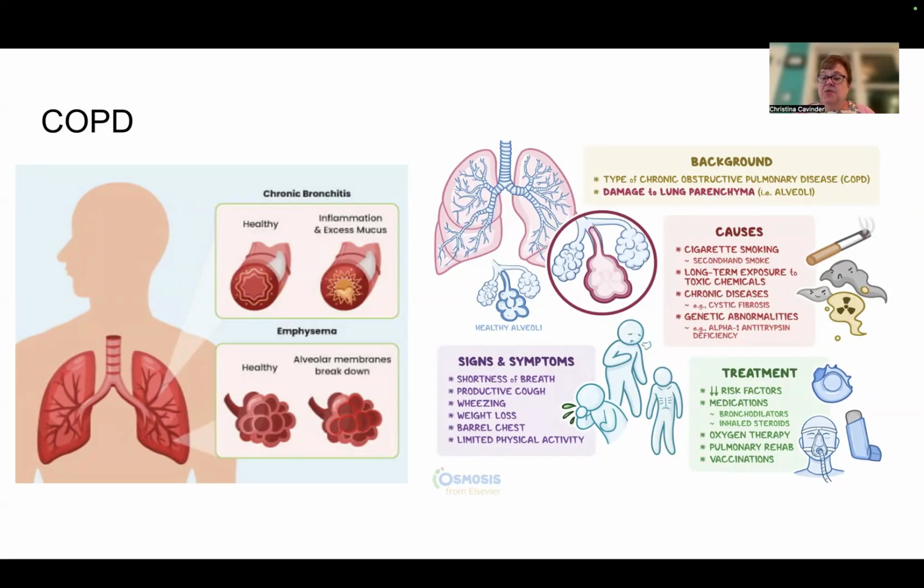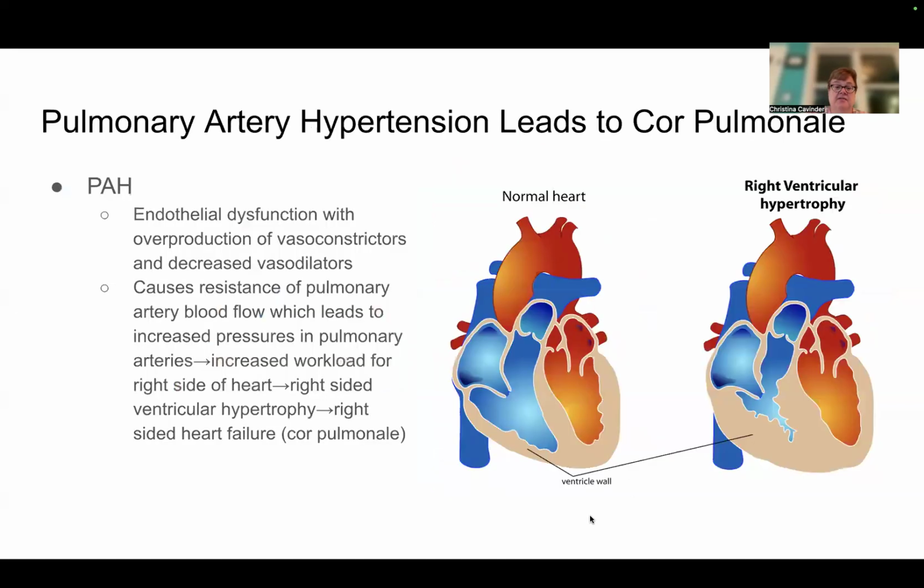Causes: number one, cigarette smoking, exposure to chemicals, chronic diseases like cystic fibrosis, or some genetic abnormalities. We usually treat with bronchodilators. Bronchodilators will help some, but if the tissue is not elastic, it's not going to move much with bronchodilators. Steroids will decrease the inflammatory response, so you don't have quite as much mucus. You might need oxygen or even CPAP to get the air in. And of course, you're more at risk for respiratory disease, so make sure that they get their vaccines.